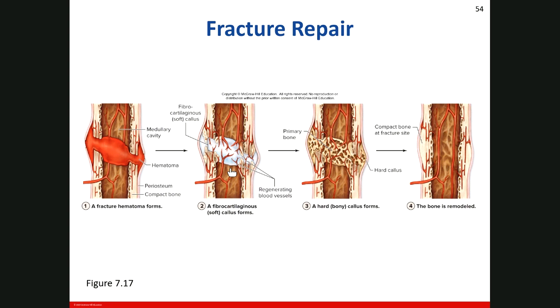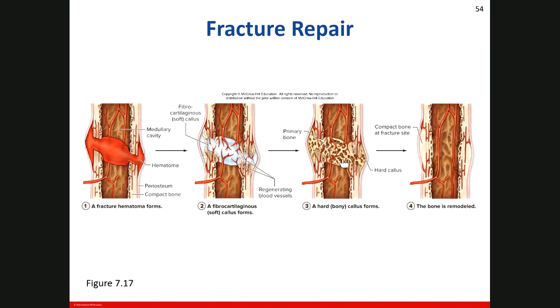Eventually, the procallus becomes a fibrocartilaginous callus, which is a soft callus. And this fibrocartilaginous callus stage lasts at least 3 weeks. Then we have a hard or bony callus formation. Within a week after the injury, osteoprogenitor cells from the area near the fibrocartilaginous callus become osteoblasts, and osteoblasts migrate here and start to make the new bone. The fibrocartilaginous callus is then replaced by bone, which forms the hard or bony callus.